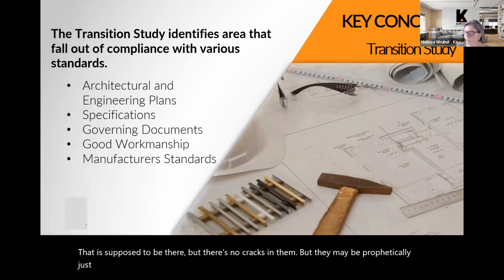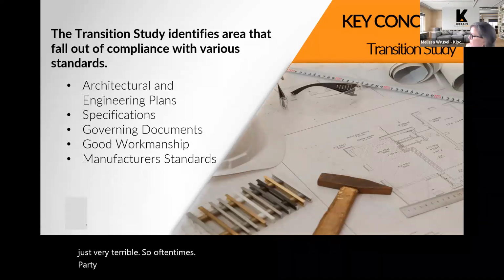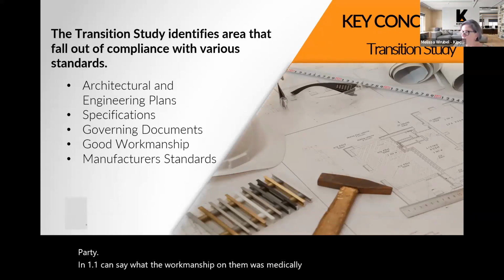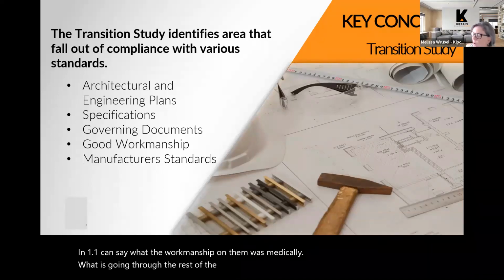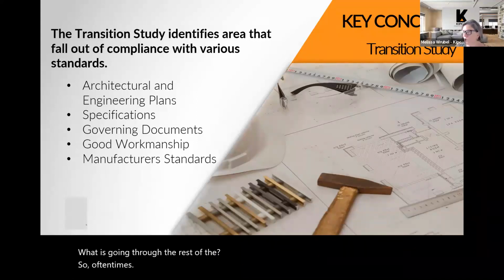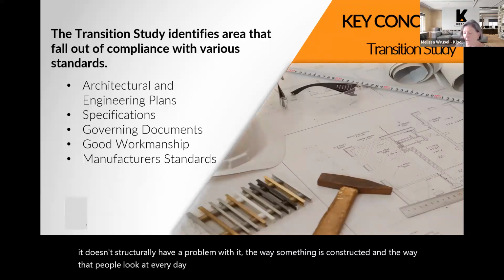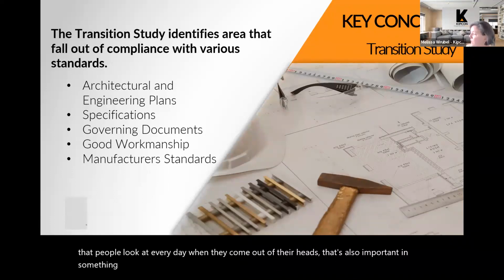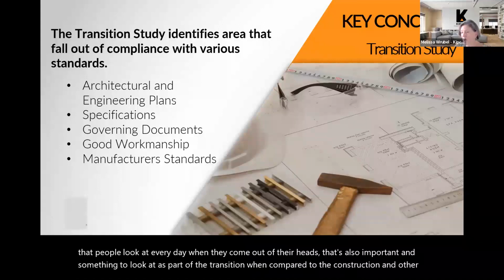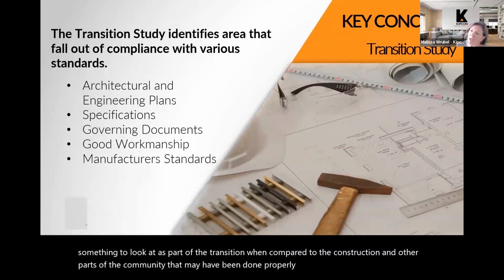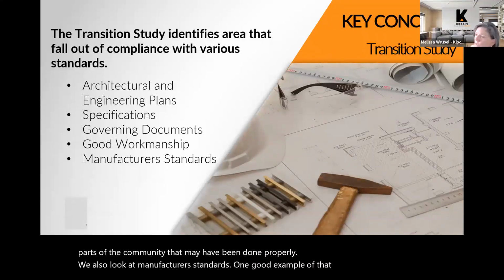So oftentimes too with light post installation, all the parts may be there, and they may be installed in conformance with what the plans say, but the workmanship on them aesthetically, they just don't compare to what's installed throughout the rest of the community. So oftentimes we'll point out a workmanship issue, even though it's constructed in conformance with the plans, meets the specifications, it's in the governing documents, and it doesn't structurally have a problem with it. The way something is constructed and the way that what people look at every day when they come out of their units, that's also important and something we look at as part of transition, when we compare it to the construction in other parts of the community that may have been done properly. We also look at manufacturer standards. One good example of that is roofs.